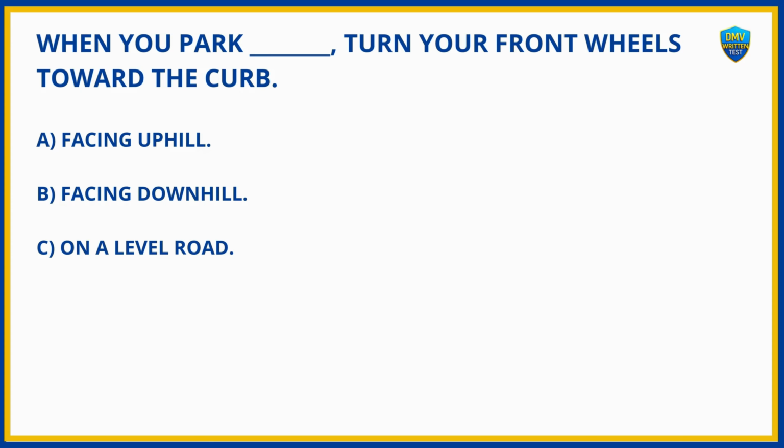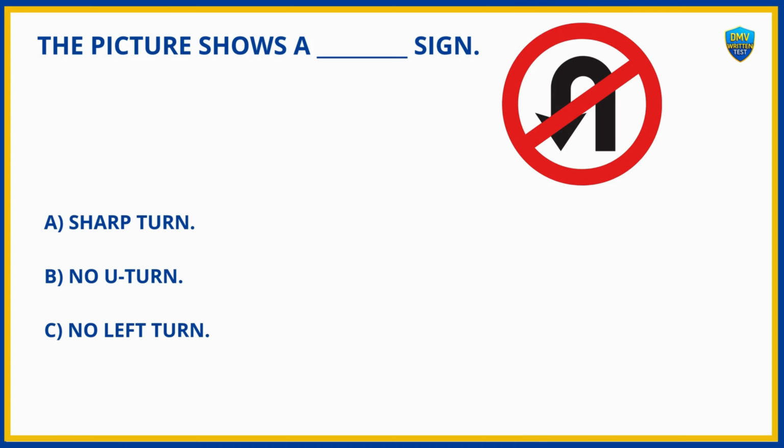When you park, turn your front wheels toward the curb. A. Facing uphill. B. Facing downhill. C. On a level road. And the answer is B. Facing downhill. The picture shows a sign.